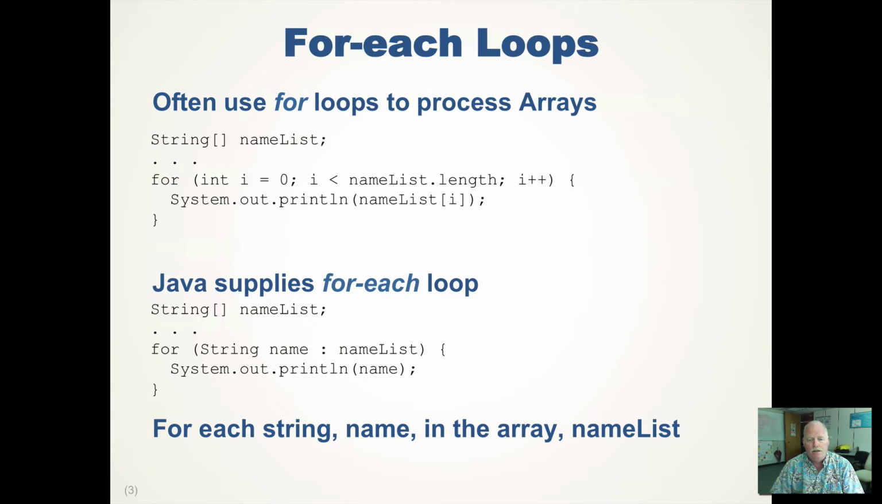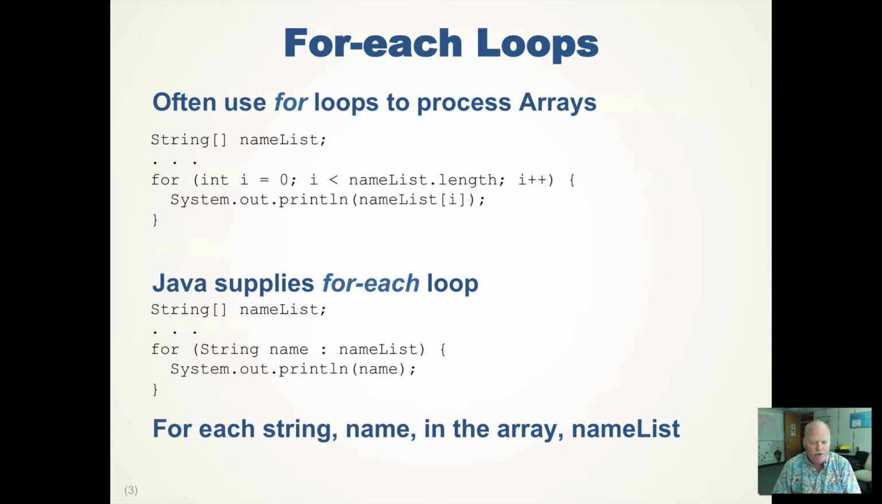Java also has a for each loop that simplifies this, and the structure is slightly different. You say for, the same keyword, but then you declare a variable of the type of the array. In this example, we have an array of strings, name list, so we say for String name, and we could have called it anything we want, colon, the array. That is going to initialize name to each item in name list, starting at 0, going all the way to the end.